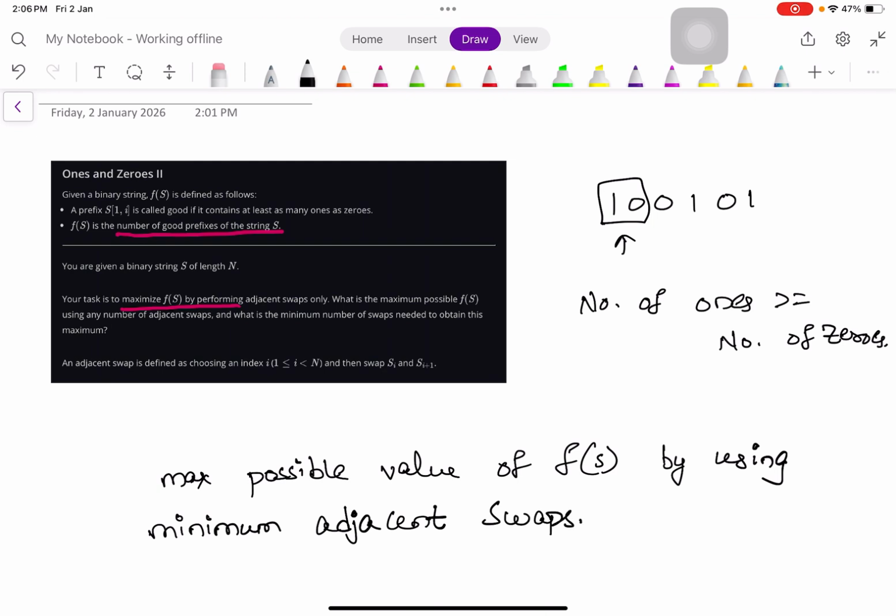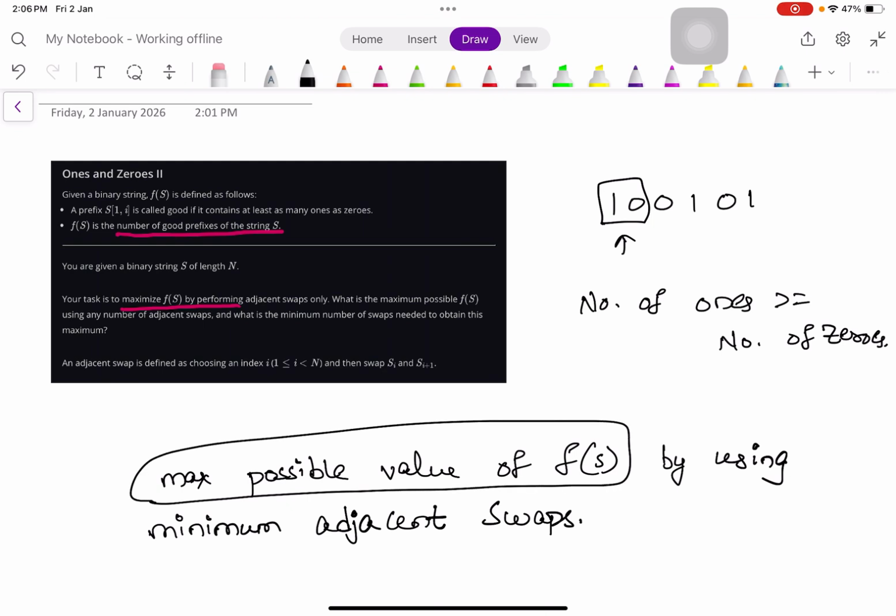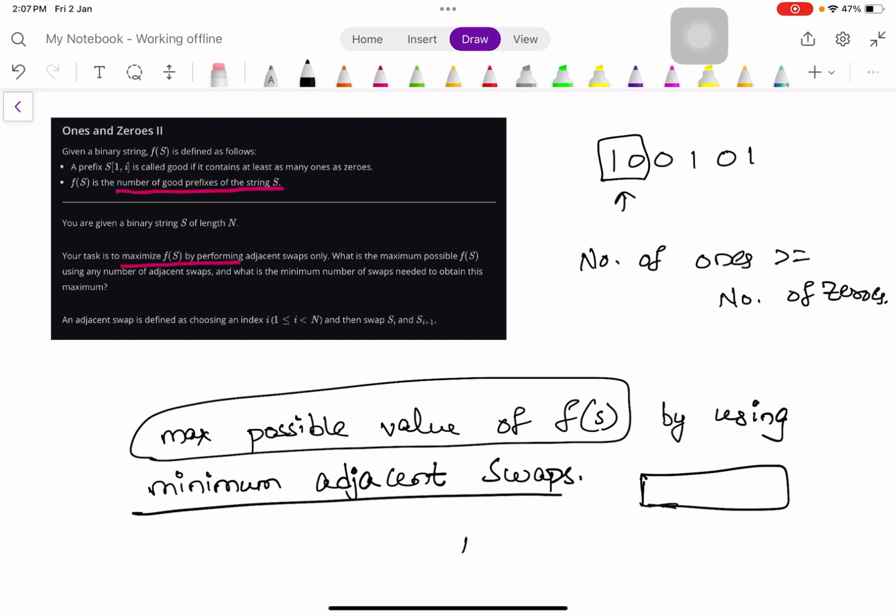Now, what is the meaning of max possible value of f(s)? It means that after making the minimum adjacent swaps, in the string that we get, the number of good prefixes, where the number of ones is greater than or equal to the number of zeros, should be maximum.